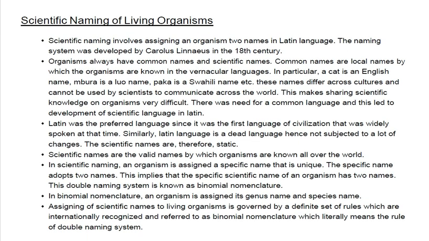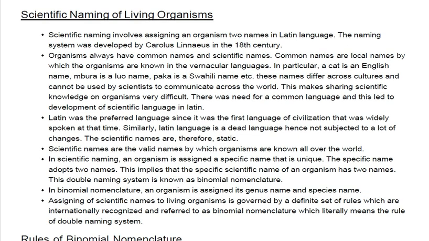Scientific naming of living organisms. Scientific naming involves assigning an organism 2 names in Latin language. The naming system was developed by Carolus Linnaeus in the 18th century. Organisms always have common names and scientific names. Common names are local names by which the organisms are known in the vernacular languages. In particular, a cat is an English name, Mbura is a Luo name, Puka is a Swahili name, etc. These names differ across cultures and cannot be used by scientists to communicate across the world. This makes sharing scientific knowledge on organisms very difficult.